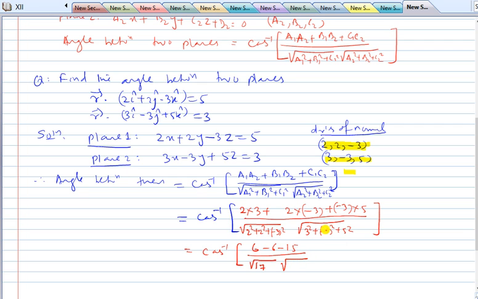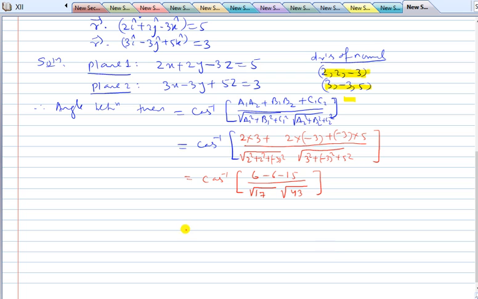Again 25 plus 9 is 34, plus 9 is 43. So this angle will be cos inverse of, 6 getting cancelled, minus 15 divided by root under 17 into 43. For an acute angle we always take the modulus of that, so it will be cos inverse of 15 divided by square root of 731. So this is the final answer.